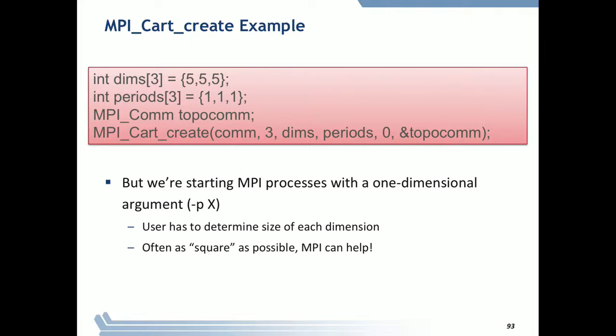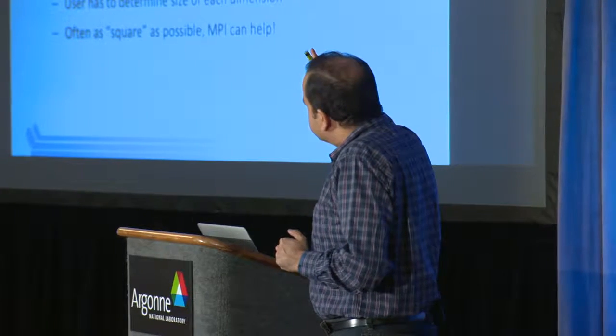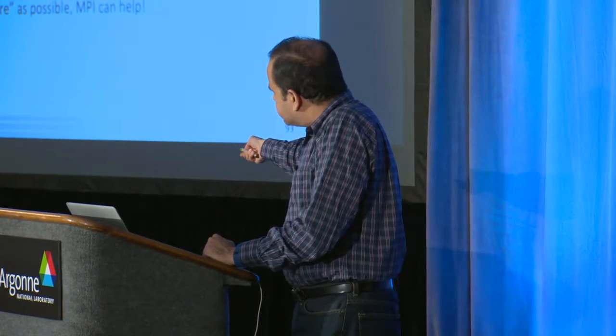Now the question is, when you start MPI, you just provide the number of processes. Let's say you say 1024. How do you know what is a good decomposition of 1024? Should it be 512 times 2 or 256 times 4 or 128 times 8 or what else? The good answer is you want it to be as square as possible. So you don't want it to be lopsided. It's not 512 times 2 usually. You want it to be as square as possible.